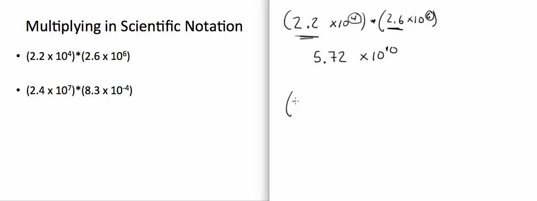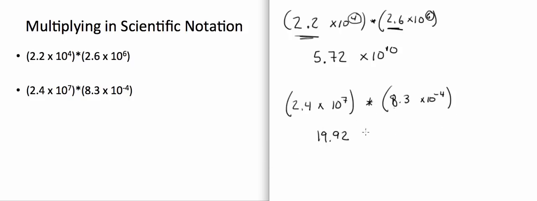We'll take a look at this next example. We've got 2.4 times 10 to the 7th times 8.3 times 10 to the negative 4th. So we're going to multiply our big numbers together. We get 19.92 times 10. We've got 7 and negative 4. We add those together. That gives us 3.